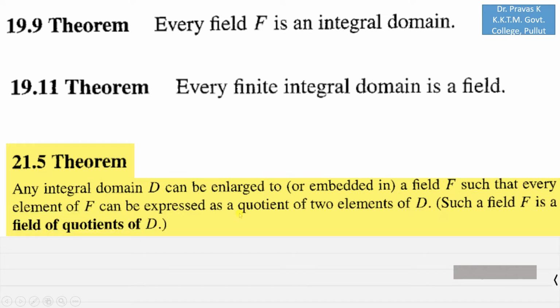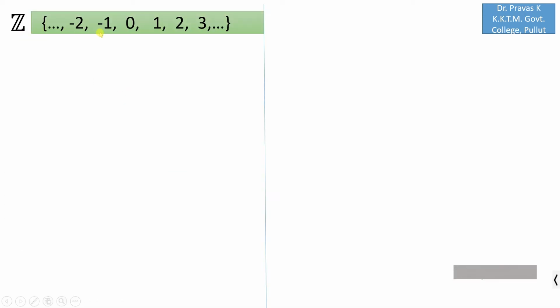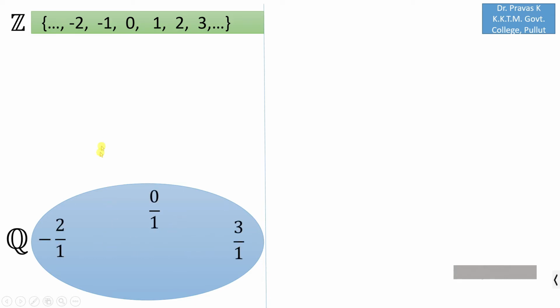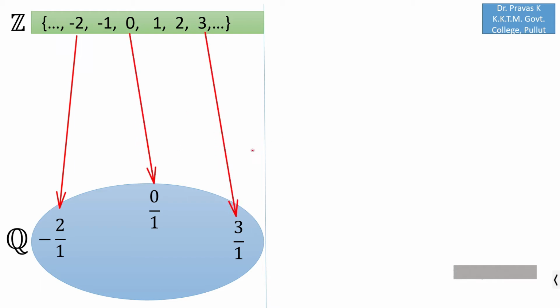Next, we are going to prove theorem 21.5, which says that any integral domain D can be enlarged or embedded in a field F such that every element of F can be expressed as a quotient of two elements of D. We call such a field F a field of quotients of D. It is well known that the field of quotients of the integral domain Z is the field Q of rational numbers. That is, any rational number is the quotient of two integers. For instance, minus 2 can be expressed as minus 2 over 1, 0 as 0 over 1, 3 as 3 over 1, and so on.